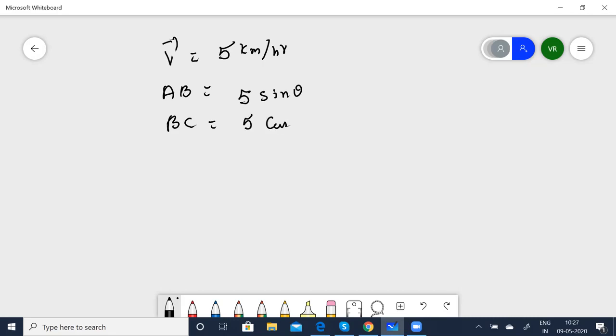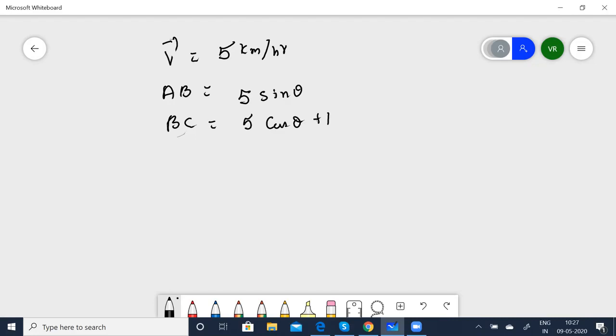Given the velocity is 5 kilometers per hour. AB is equal to 5 sin theta. And BC is equal to 5 cos theta, because BC is along the x-axis. So we can take it as 5 cos theta plus 1, because it is going to travel at the rate of 1 kilometer per hour. So we have to take it as 1.